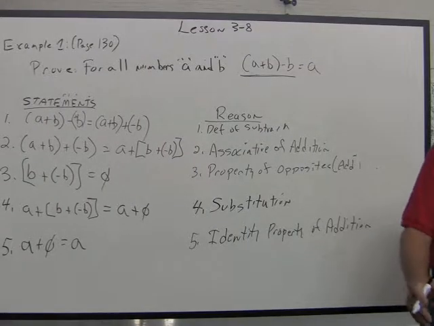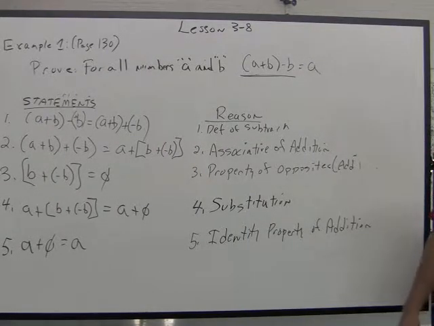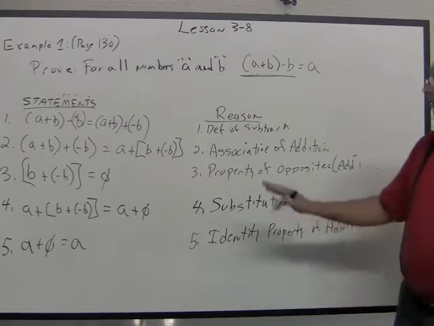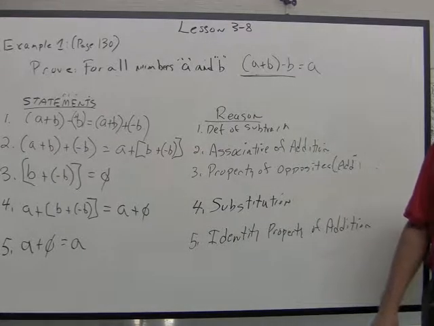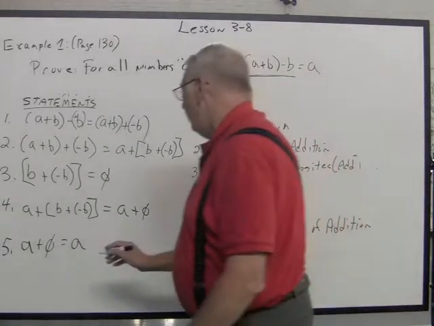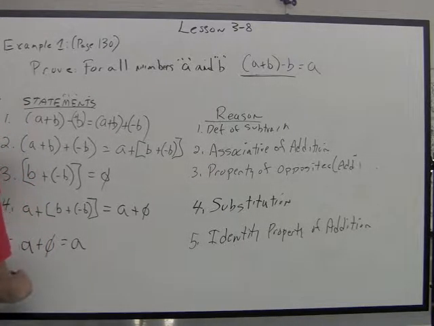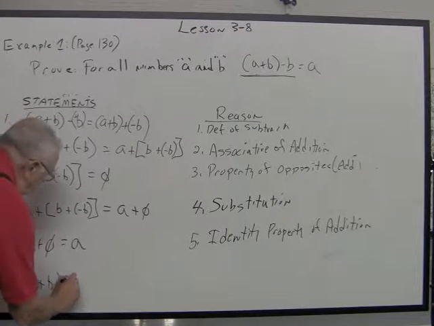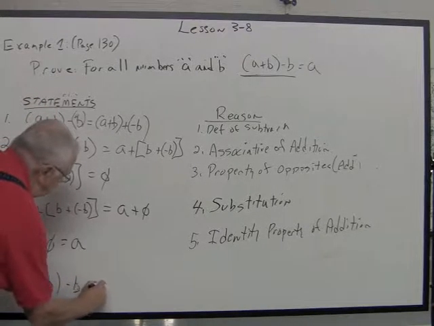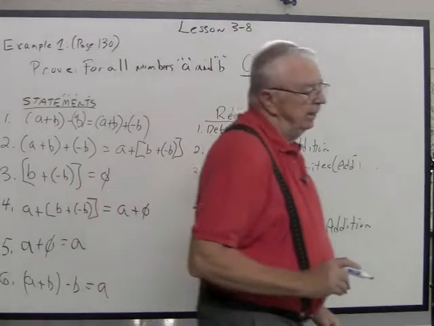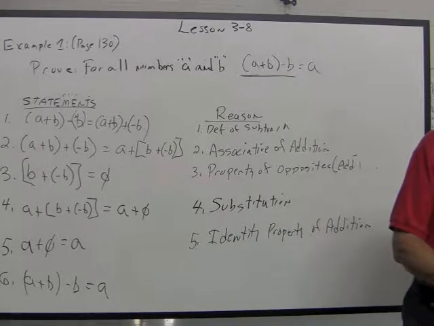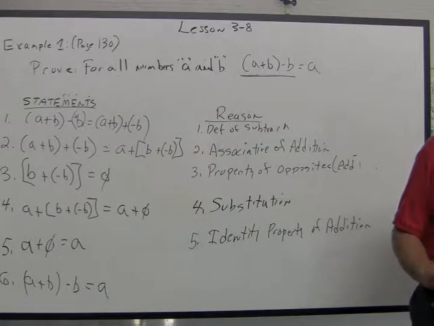All right, now let's see where we're at. We're at step number 5, and now what they're going to do is come back to our proof. Their last statement, in number 6, is a plus b minus b equals a. Now, in our book, they say the transitive property of equality.